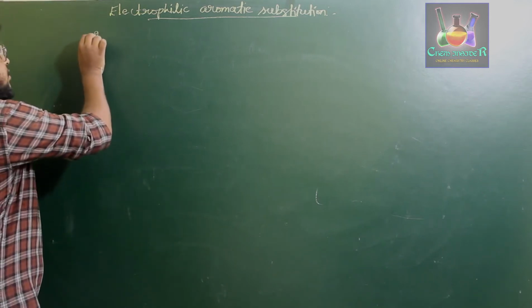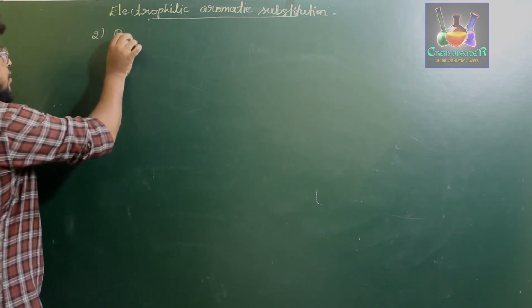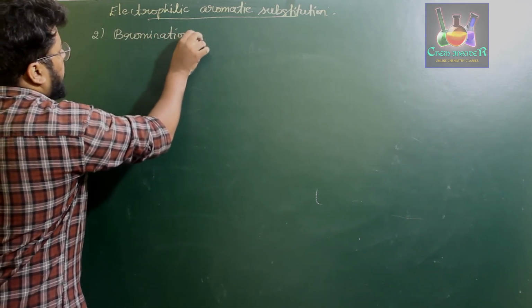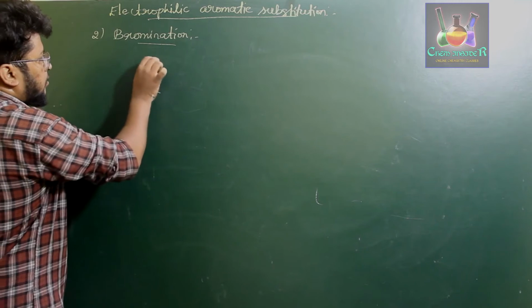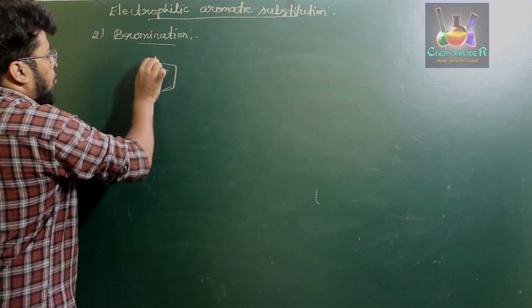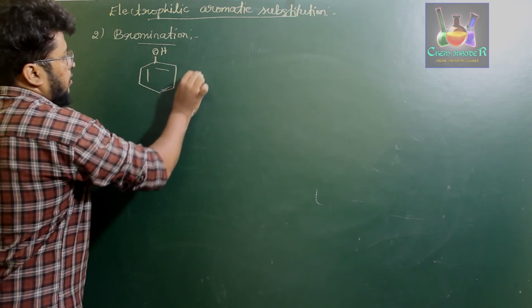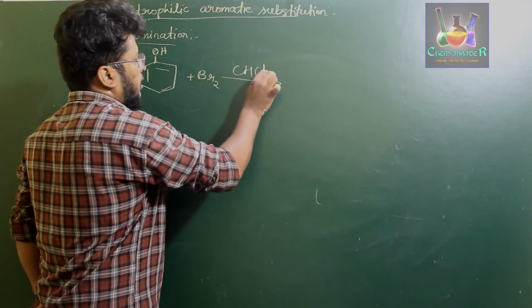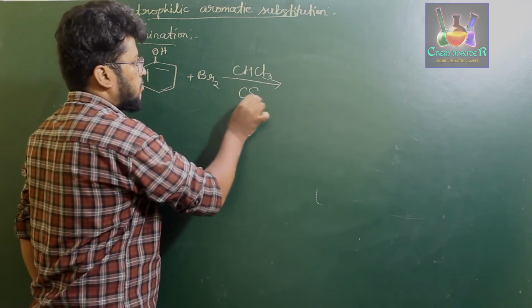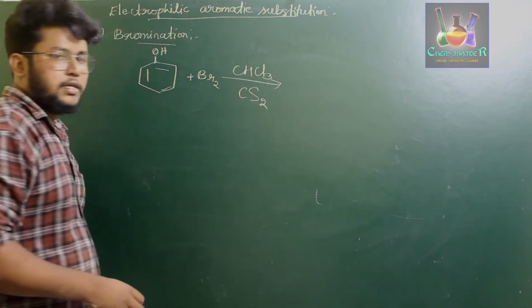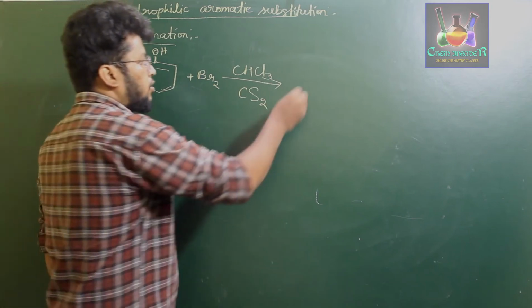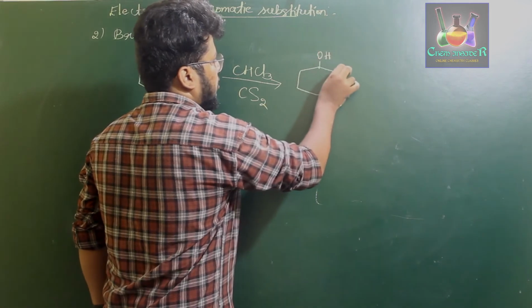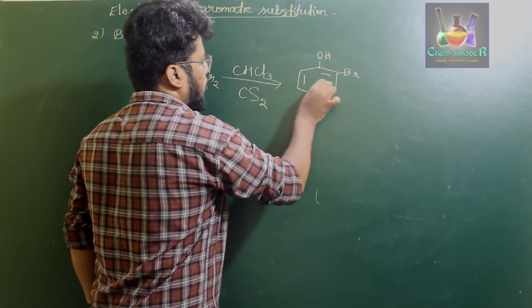So the second one is direct bromination. When you treat phenol with bromine in the presence of carbon tetrachloride or CHCl3, or carbon disulfide, what we get is ortho and para bromophenol.